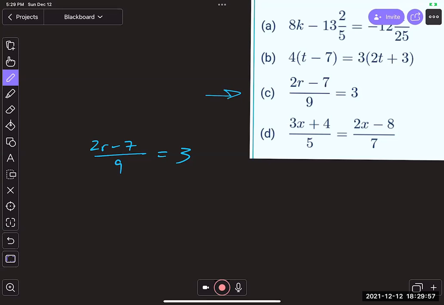Sometimes. But what I'm saying here is, if you knew what R was, like if I said you want to find 2R minus 7 over 9, and you said R is equal to 2, what's the first thing you do if you plugged in for R? 2 times 2. So you multiply by 2 first, is that right? Yeah. What's the next thing you do? Then you subtract 7 from what you got when you multiplied 2 times 2. And then the last thing? Then you divide by 9.